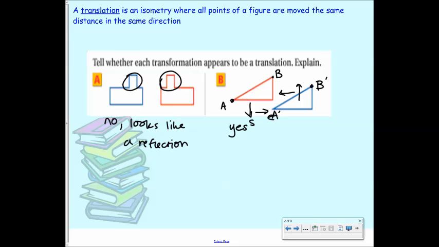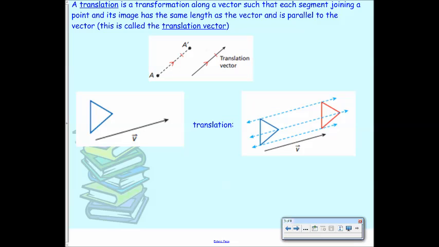That means if this right here from A to A prime is 5 inches long, how long should this be? Also 5 inches. Okay? They have to be the same length. Because if it's a translation, that means every point was moved exactly the same distance. All right? That line, that connection is called the translation vector.